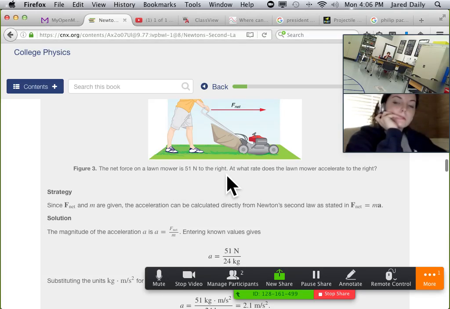It is 51 newtons to the right. They want to know at what rate the lawnmower accelerates to the right. Well, we have an equation for that. Force equals mass times acceleration. It's the net force equals the mass times the acceleration. But we need to set this problem up a little bit more carefully. So let's go ahead and do it.